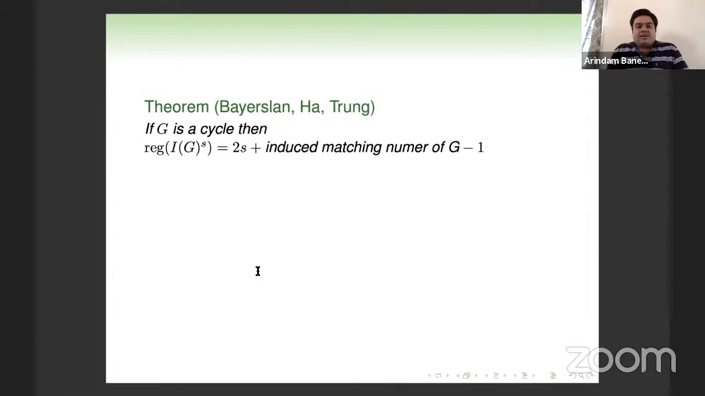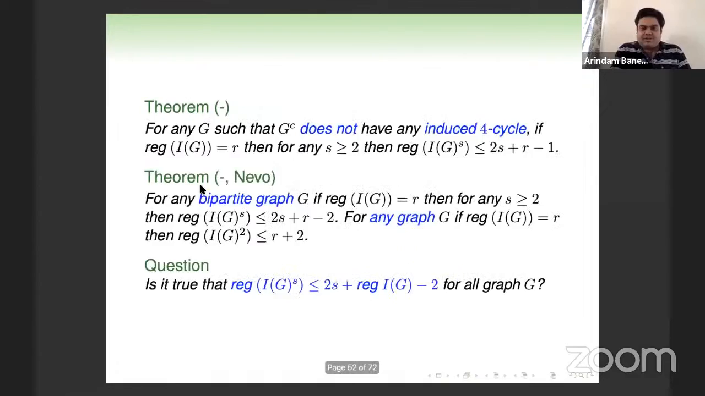So this was the result I was talking about. Selvi Beyarslan, this was the main result of her thesis. She proved that if G is a cycle, then the regularity of I(G) to the power s is 2s plus the induced matching number plus or minus 1. So she was studying this time the previous question, as well as of course this conjecture about what happens for graphs, for cycles.